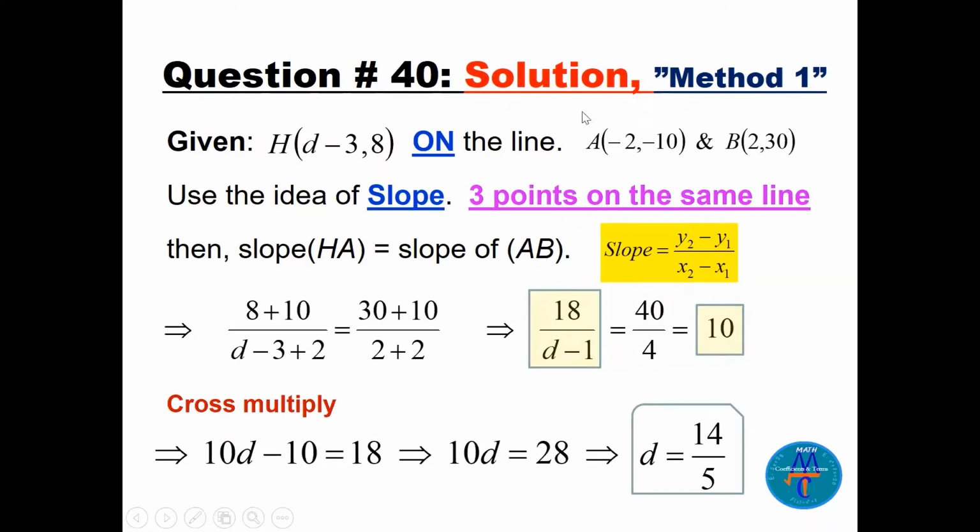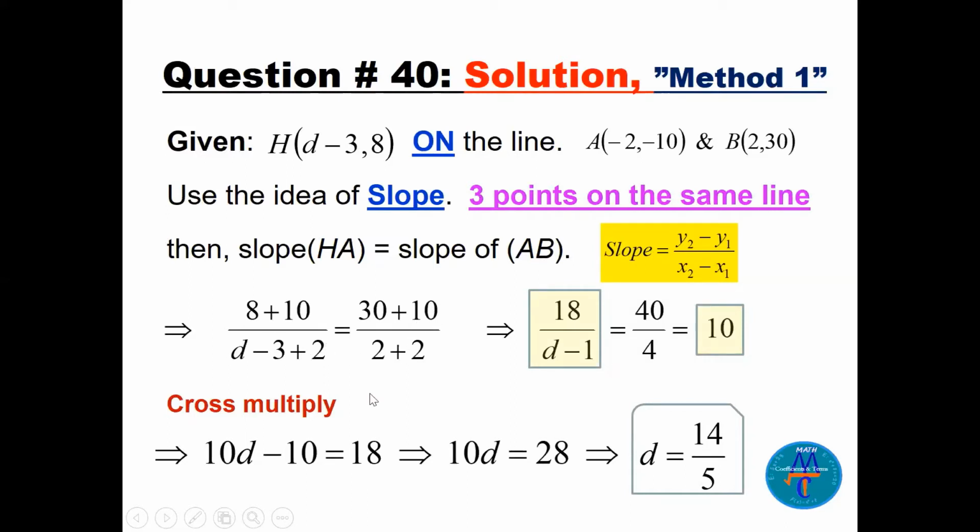So I can take HA, find the slope. Then I can take AB, find the slope, and they are equal. That's the formula for the slope. So for H and A, 8 minus 10 over d minus 3 minus 2. That's the slope of HA. The slope of AB is 30 minus 10 over 2 minus 2.